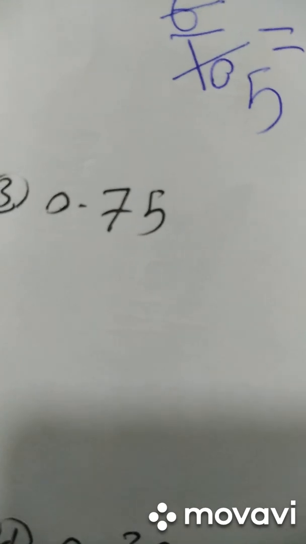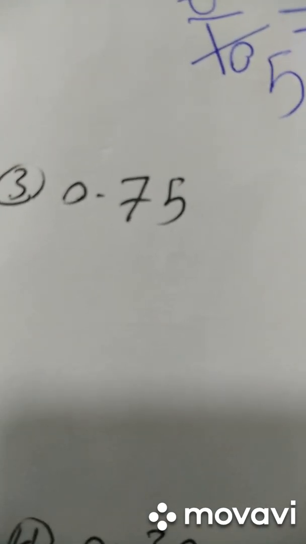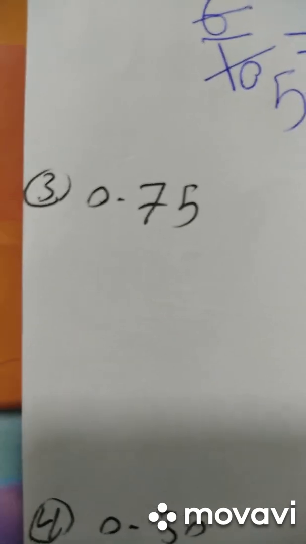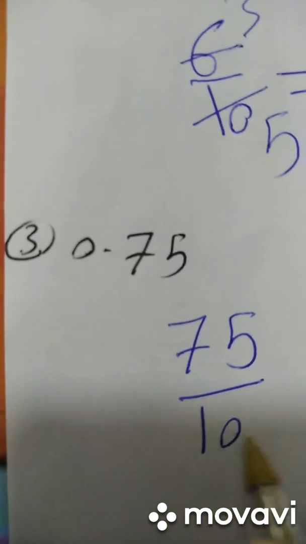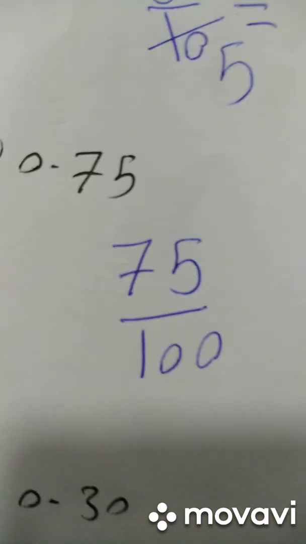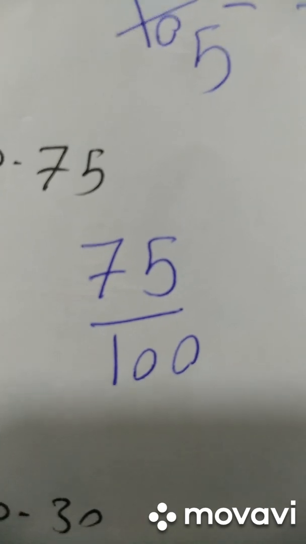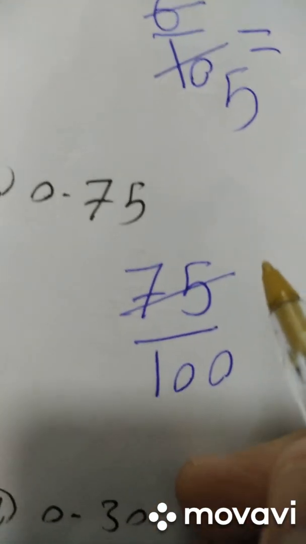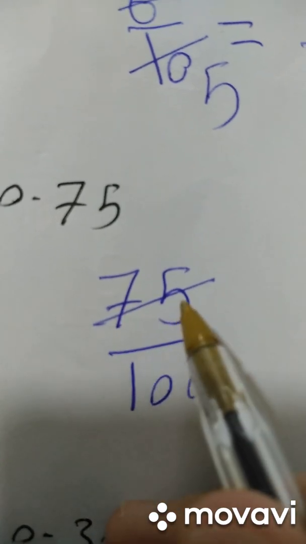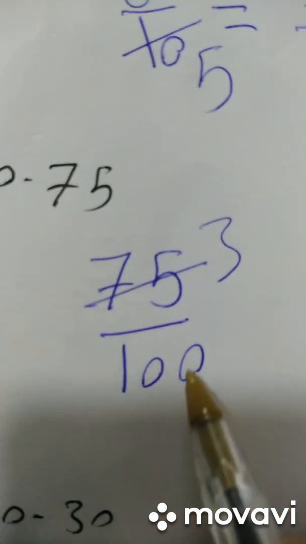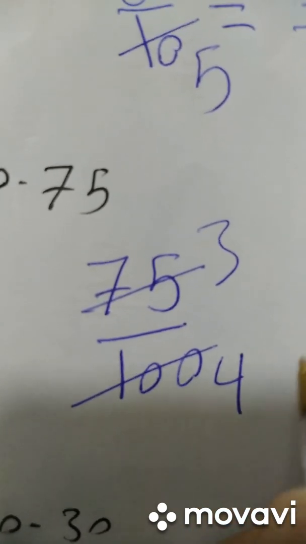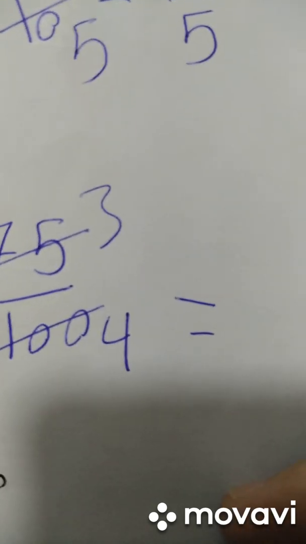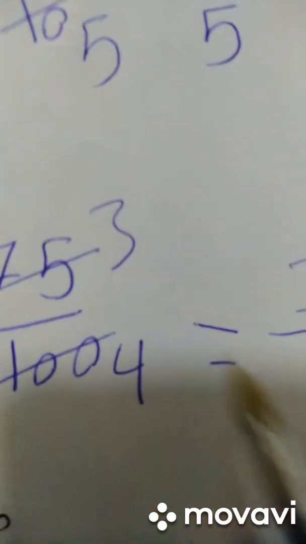Number 3, 75 hundredths. Let's rename it as a fraction now. Yes, it will be 75 hundredths. Okay? And the GCF of 75 and 100 is what? Yes, it is 25. 75 over 25 equals 3, and 100 over 25 equals 4. So now our fraction in simplest form is 3 over 4, 3/4.